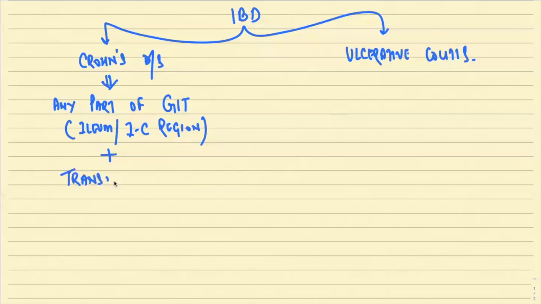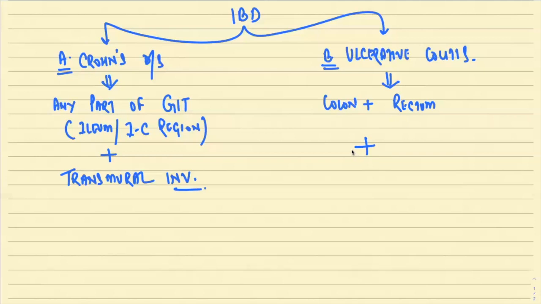So what is transmural? What is partial involvement? What are the layers of the GIT involved? I am going to show all the diagrams, just have patience. So this is the first spectrum, Crohn's disease. On the other hand, we have another inflammatory bowel disease called ulcerative colitis. This is the one which involves the colon plus the rectum. And unlike Crohn's disease, the whole thickness of the gut wall is not involved. Only the superficial mucosa and the submucosa are involved. This is the basics that I am telling you.